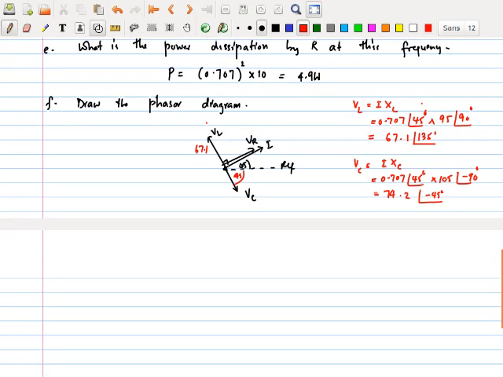Okay. Now the next part of the question, G, is I'm asking you to find the reactive power, the power across the inductor.